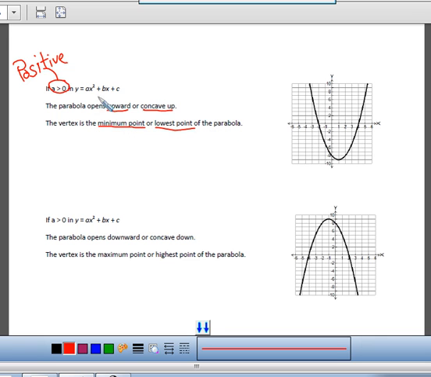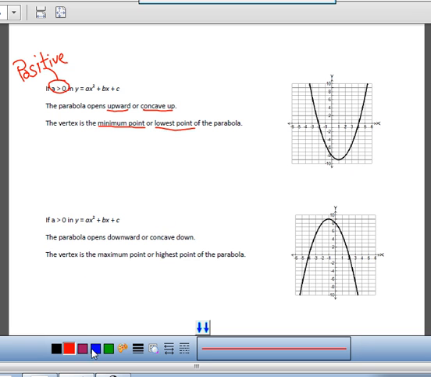So you don't need to see the graph to know this. Once you have become familiar with these quadratic functions, when you see a positive number here, you'll know that the parabola opens upwards and that the vertex is a minimum point.